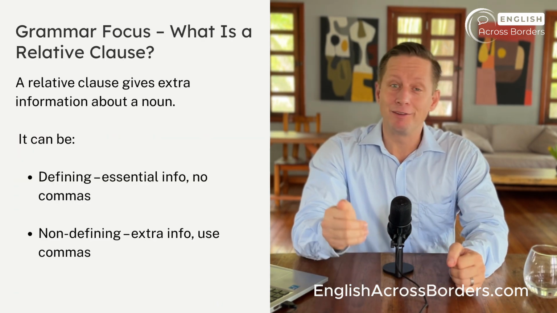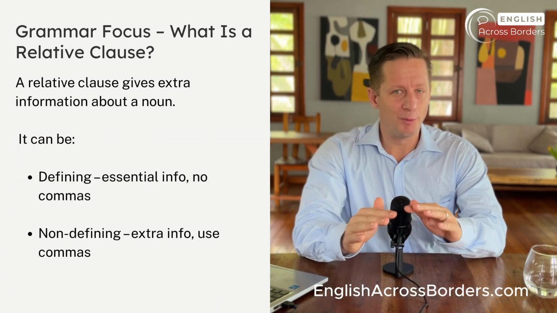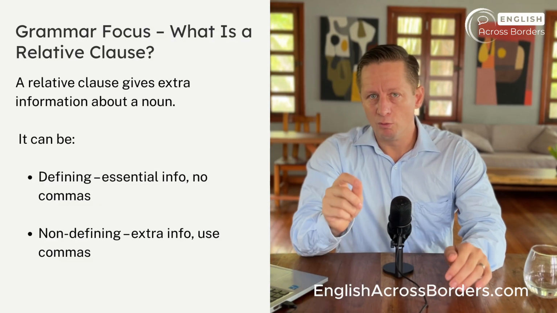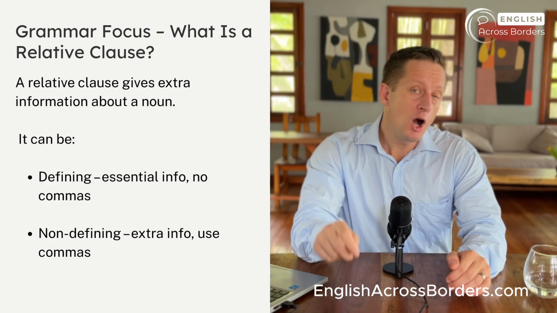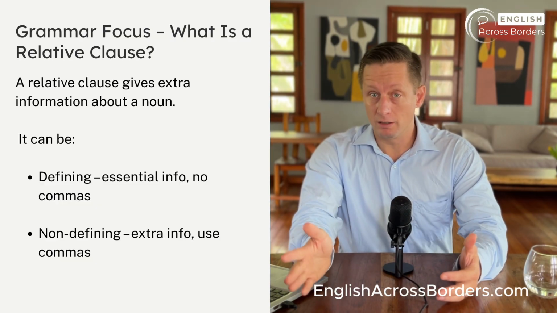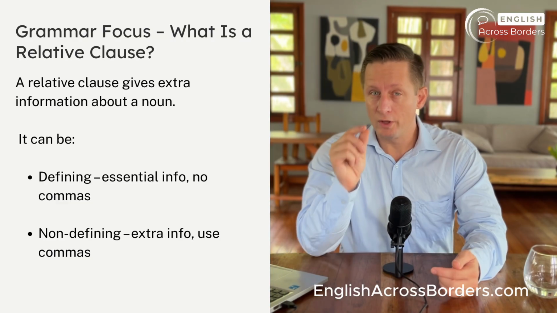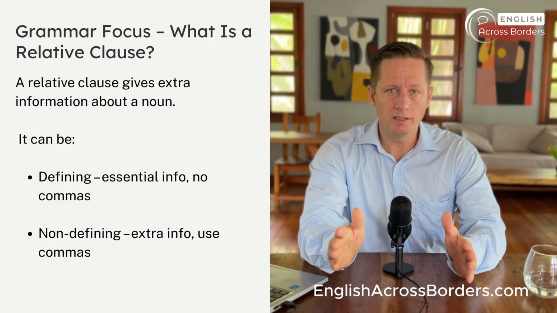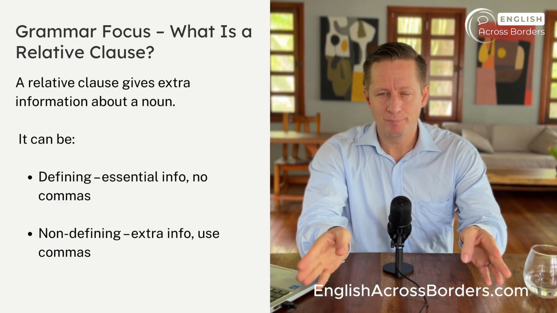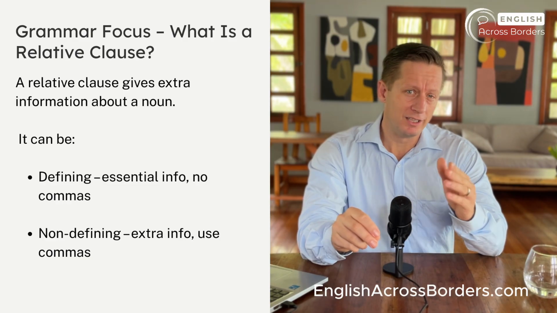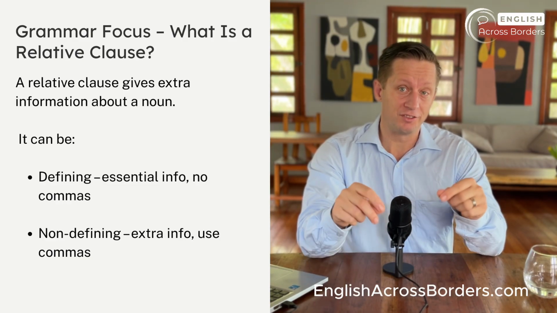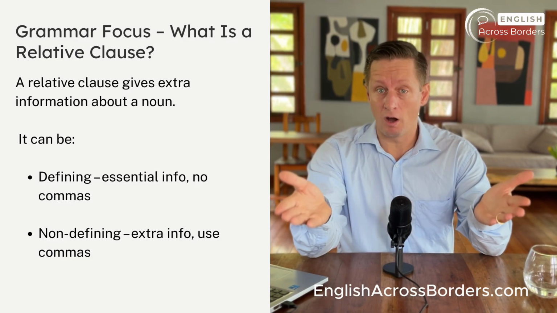Let's talk about something lawyers use in almost every contract: relative clauses. They help us describe a person, a clause, or a condition with precision. And in legal English, that's everything. There are two types. A defining relative clause tells us exactly which thing we're talking about.